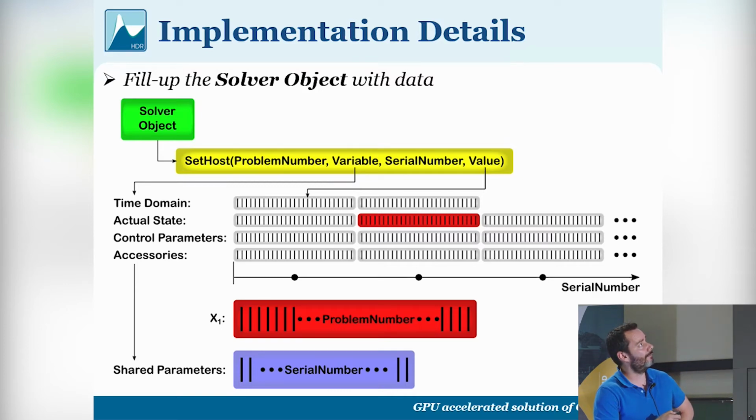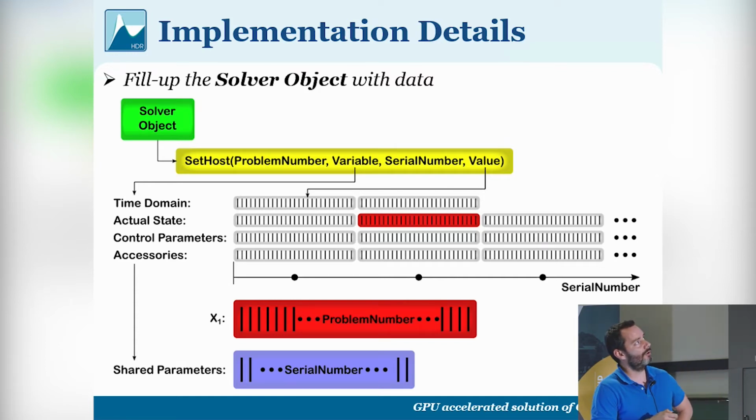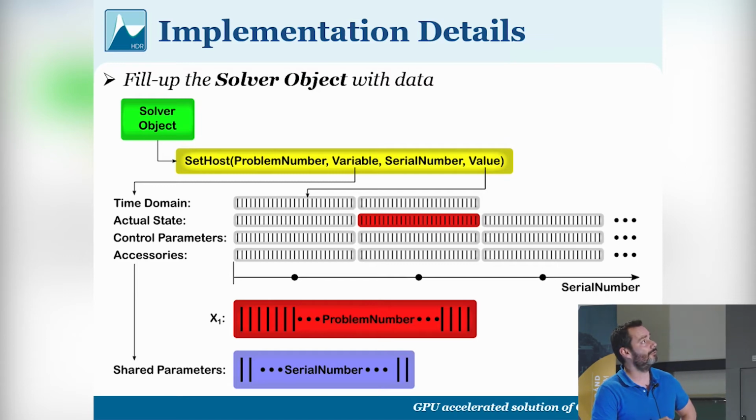We have to specify the variable we would like to set. The possible options are time domain, actual state, which is the initial condition, the control parameters, accessories, or shared parameters. After that, we have to specify the serial number. For instance, we would like to set up the second control parameter. And finally, we have to specify the value we would like to set.